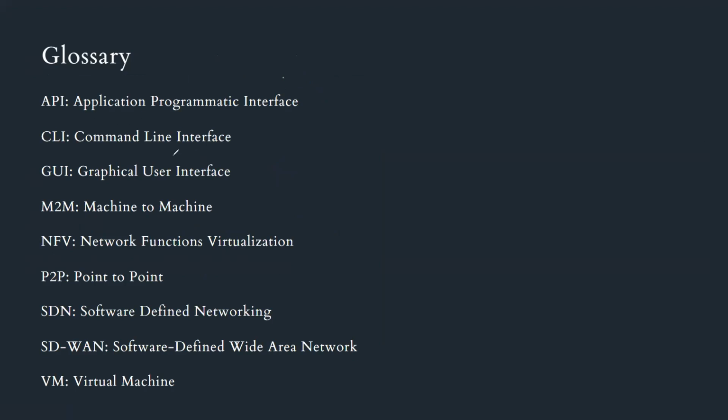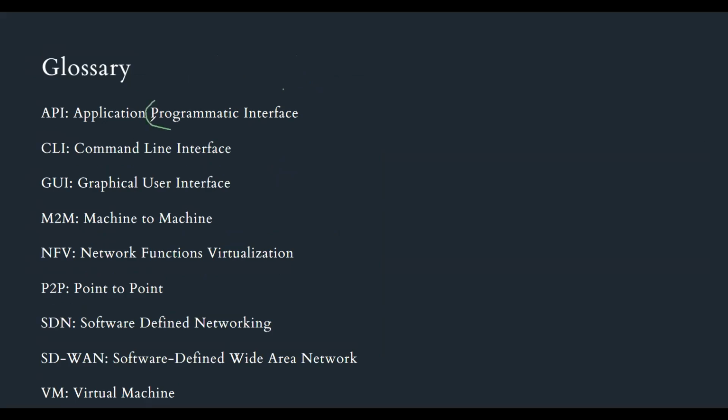So these are some of the abbreviation terms we have gone through in this section. API means application programmable interface. I think you need to check this one a little bit, this word might not be correct. Programmable, I think it should be application programmable interface. Command line interface is CLI. Graphical user interface is GUI.